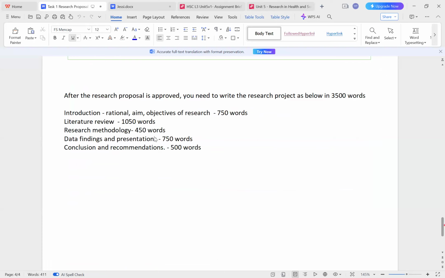So your word count would be 3,500 words. So it's an introduction where you would give your rationale. Why are you doing this research? Your aims, objectives of your research, 750 words. Literature review is 1,050 words. Research methodology, presentation would be 750 words. Conclusion and recommendations is 500 words. Is that clear to everyone?